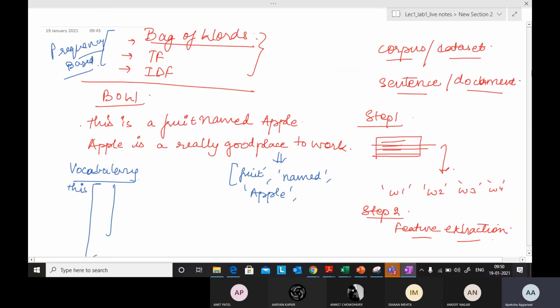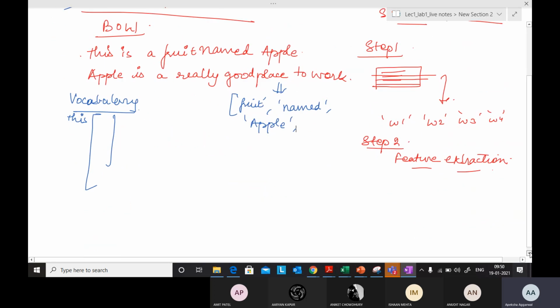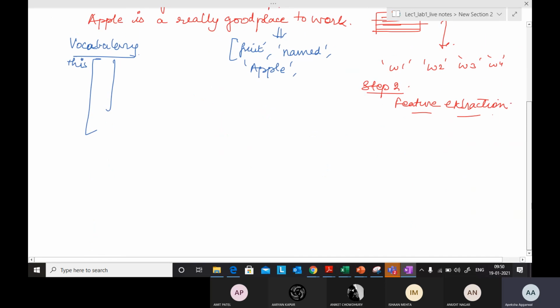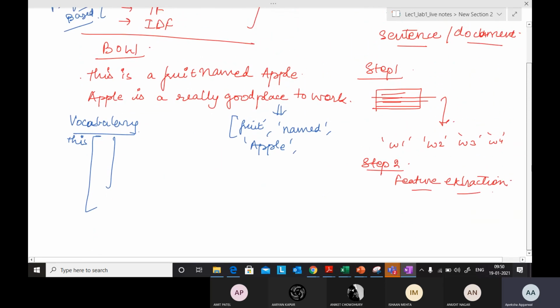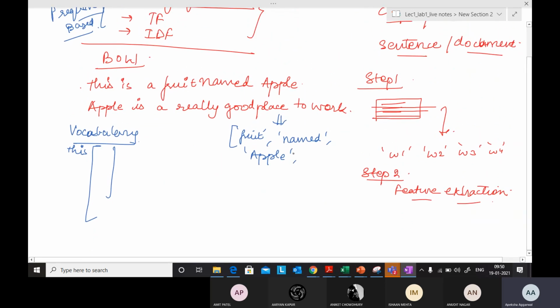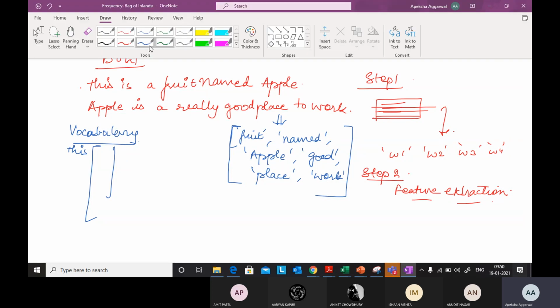One thing was missed over here. You have to do stop word removal also. Stop word removal should be done before stemming and lemmatization. Then apple, and "really" might be removed. So good, place, and work. So this would be generated. These are the words that you are having. So in the vocabulary, the first word would be fruit.